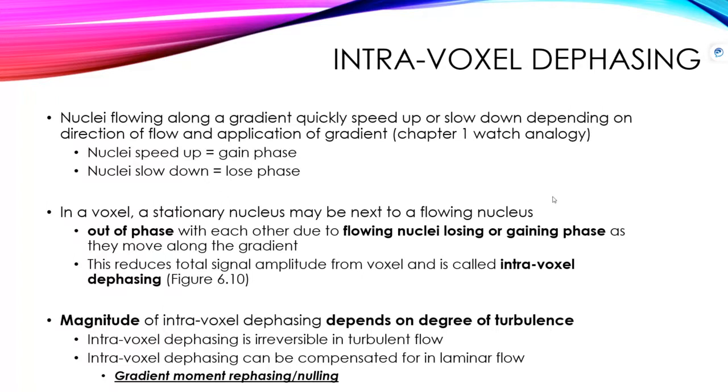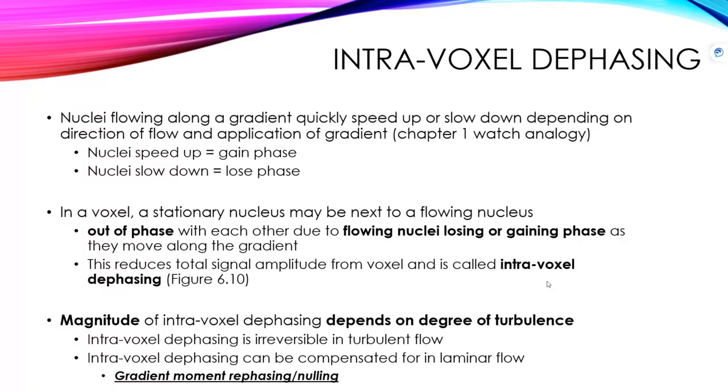So in intravoxel dephasing, when you have stationary nuclei and flowing nuclei in the same voxel, they're going to end up being out of phase with each other because one is moving and one isn't. One is changing its phase position because it's consistently getting exposed to pulses, the stationary one, while the other is only getting it as it's coming through the slice. So you're always going to have spins that are out of phase with each other within the voxel, and what happens is it reduces the signal amplitude in the voxel. And that's what intravoxel dephasing is.